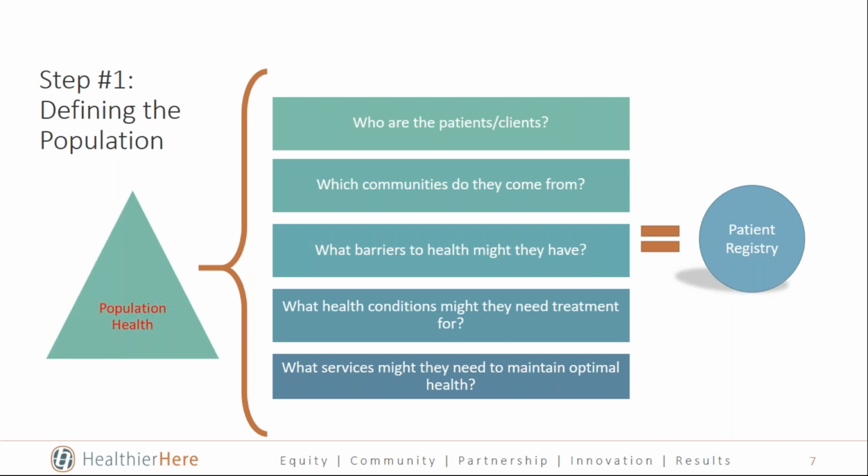So the first step for population health is defining the population, and this is where we really get to registries. So these are questions like, who are the patients that we're going to define our population by? Which communities do they come from? What barriers to health might they have? What health conditions might they need treatment for? And what services might they need to maintain for optimal health? And once you get into those questions and you've defined members of your population that way, you've essentially built yourself a patient registry, which is kind of what this webinar is about. So next slide.